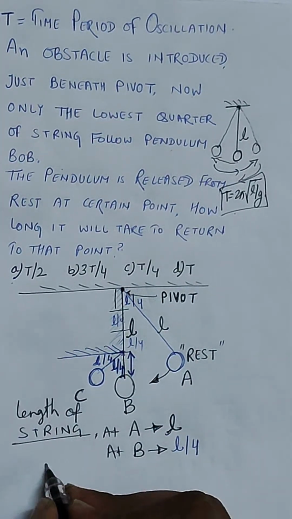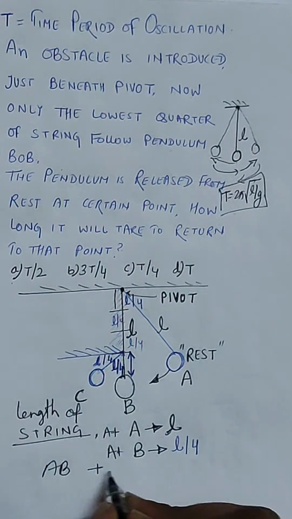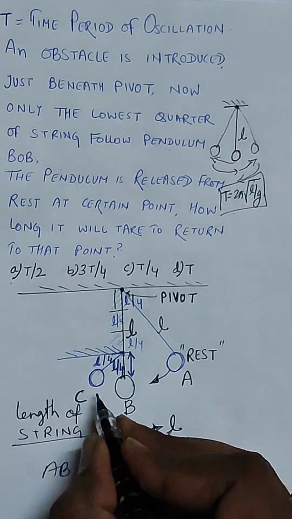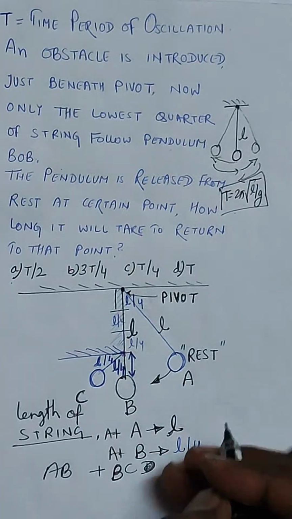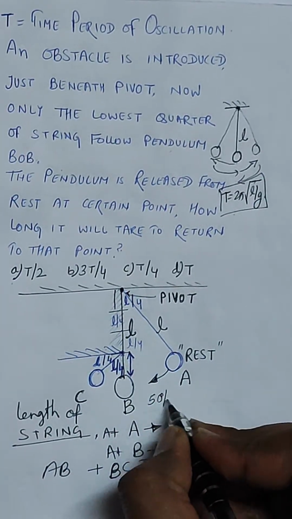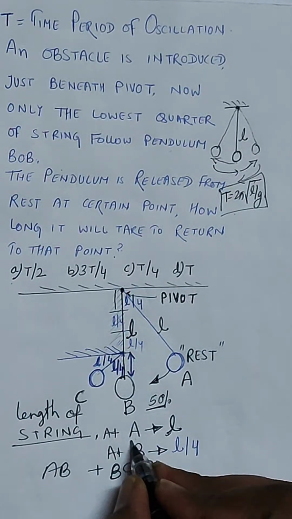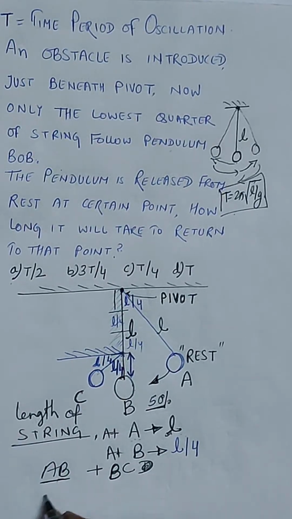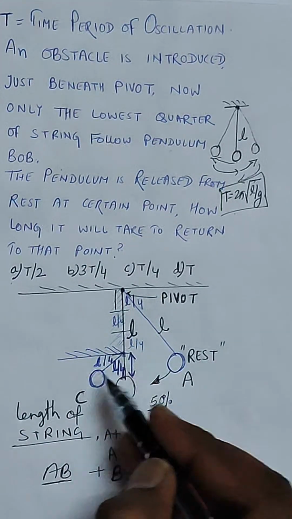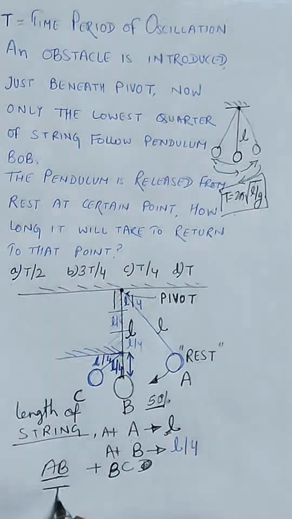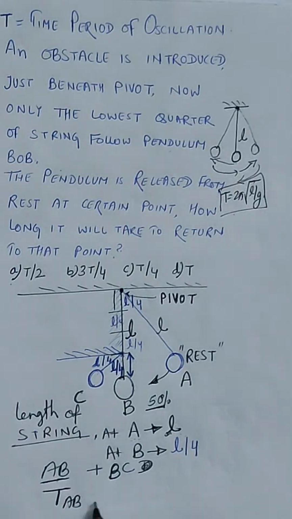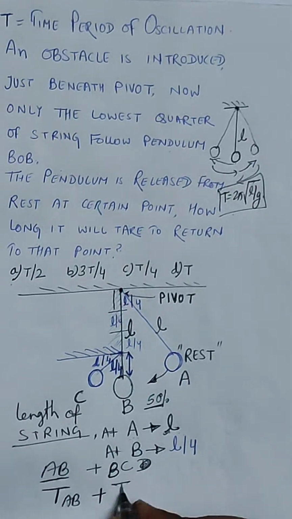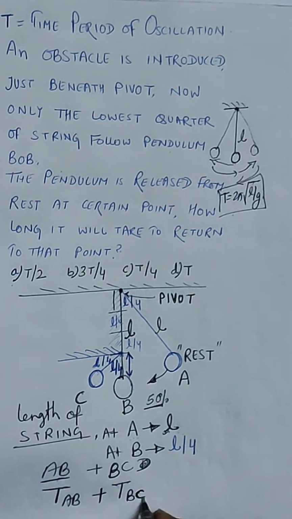One is AB and another is BC. For AB, the length of the string is L. So the total time period of the swing will be the time period of AB plus the time period of BC, right? For the entire oscillation I'm saying, okay.